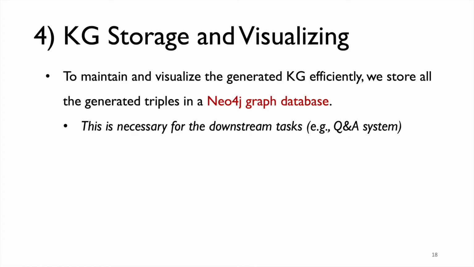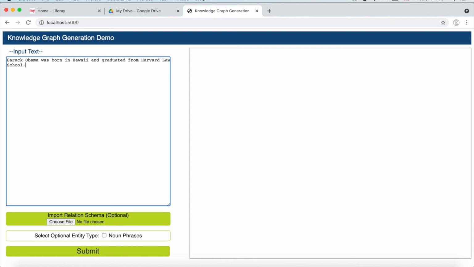The last component is knowledge graph storage and visualization. We use the Neo4j graph database to store the extracted triples. This is necessary for downstream tasks such as a Q&A system. Here is an example of our interactive system.